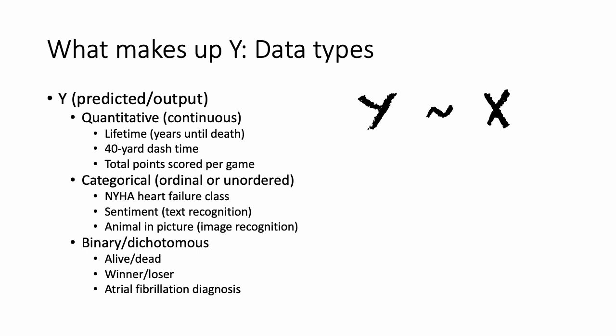These are all examples of categorical Ys. This is what we're predicting. And then binary or dichotomous, alive or dead, winner or loser, was the diagnosis of atrial fibrillation applied. Again, so for both the inputs and the outputs, we can basically have different data types based on how we want to measure that data.